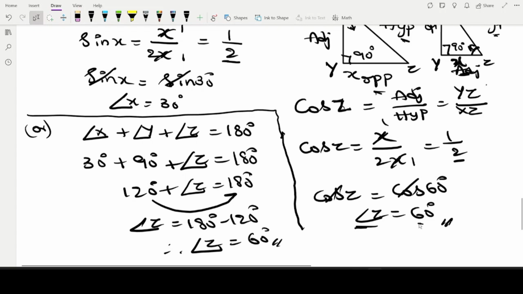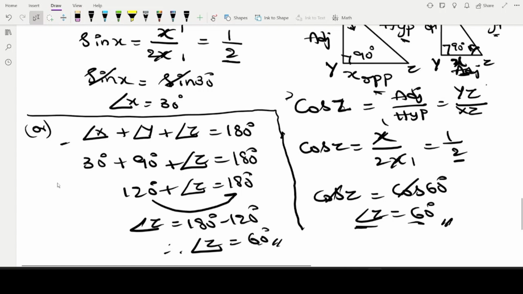You got the same value, even though we used different methods to solve it. You can use the cos z method, or if you want to use this method, it's up to you. For both attempts you would be given full marks. It's up to you which method you want to use. So that is the sixth question.